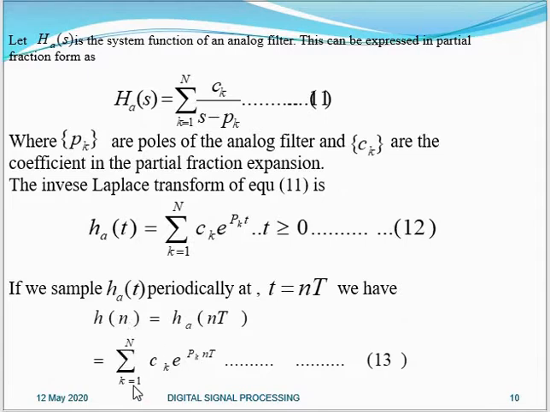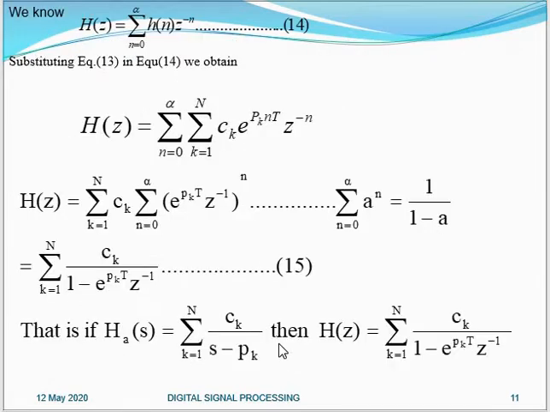It is nothing but summation k equals 1 to capital N of Ck Pk. In the place of this T, it will be N capital T. So we are placing N capital T. Clear? This is my equation number 13. Now let's go for the next part.